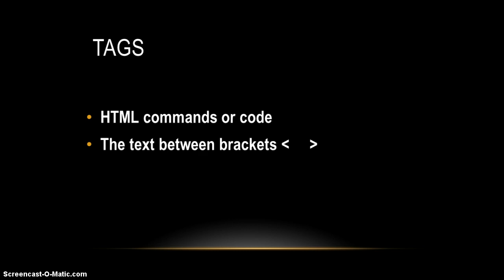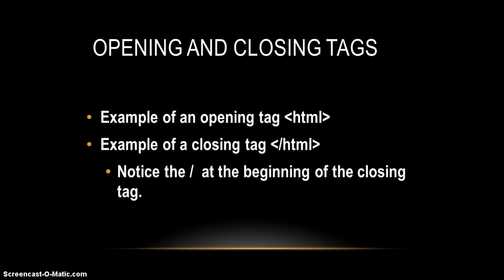Tags are the HTML commands or code, and the text for tags is between brackets. An example of an opening tag would be to open a bracket, type in HTML or some other text, and then close the tag. To close a tag, which is a signal to the web browser to stop the command or the action that is indicated by the code, use a slash at the beginning of the tag.